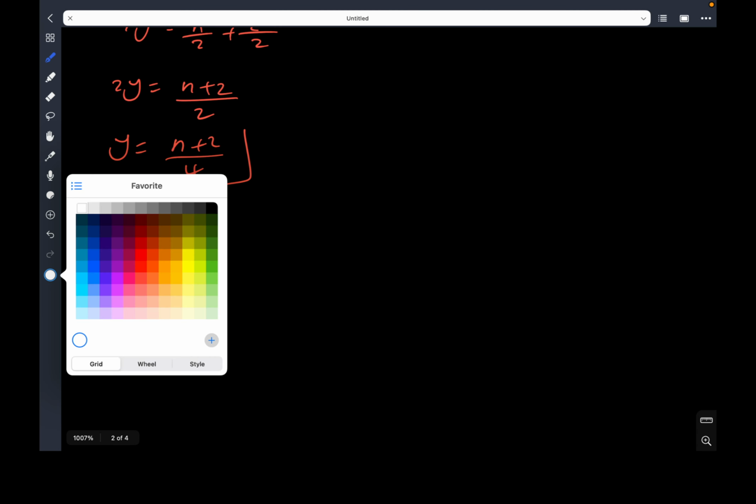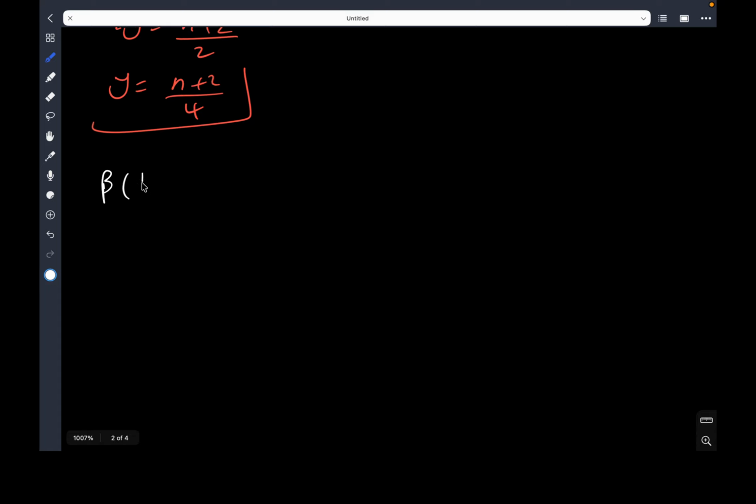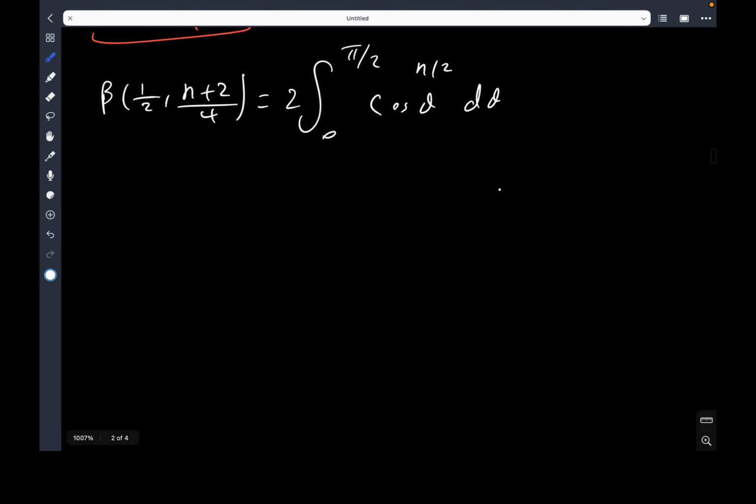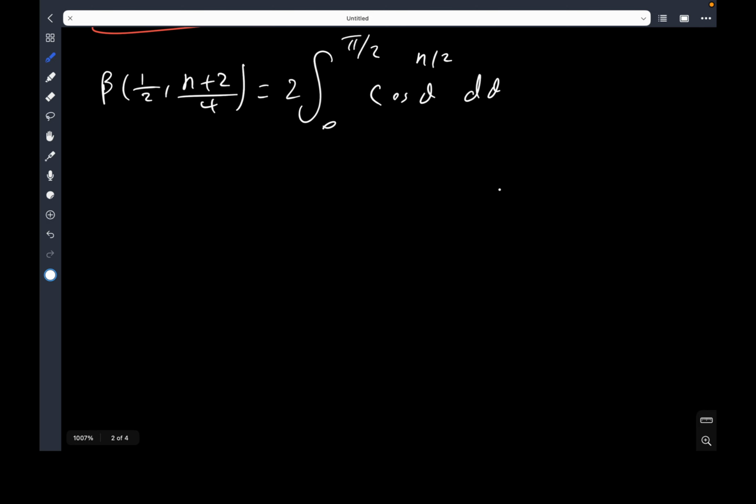Now I'm going to write the beta function of half, n plus 2 over 4, which is equal to 2 times the integral from 0 to pi over 2 of sine theta to the power of all these numbers, which is eventually going to give me cosine theta to the n over 2 d theta. And what I'm going to do, I'm going to multiply both sides. First, I'm going to write it as half beta.